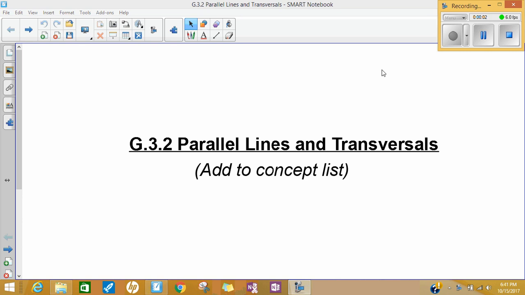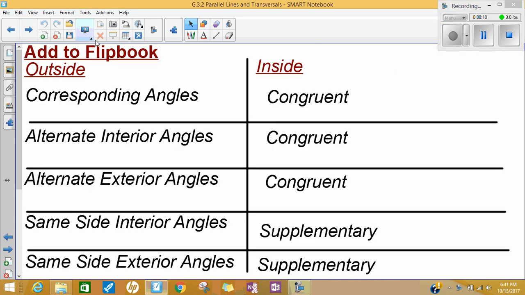Hey all, we're going to talk more today about transversals, and this time we're going to talk about what happens when the two lines being intersected are parallel. So you need to add to your flip book.